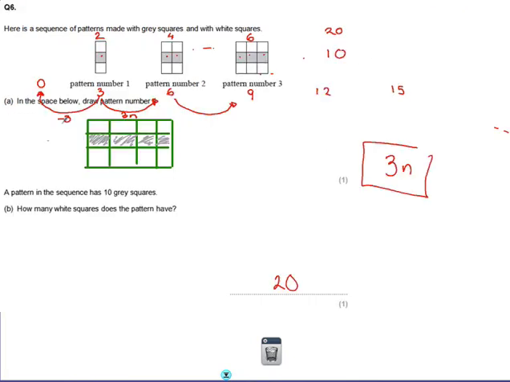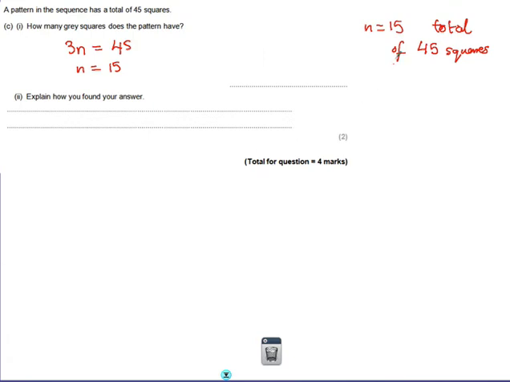And every term, so term 1 has 1 grey square, term 2 has 2 grey squares, term 3 has 3 grey squares, so term 15 would have 15 grey squares.